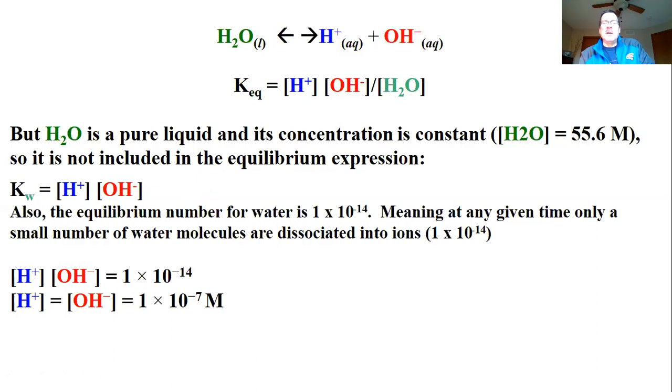Water's equilibrium number will tell you, do I have more water or do I have more hydrogen hydroxide, just by measuring the concentrations of the hydrogen hydroxide when it's at equilibrium. Now that number happens to be 1 times 10 to the minus 14th, which is why I told you that there is far more water than there is the ions in it. Because at any given time, that equilibrium expression is 1 times 10 to the minus 14th.